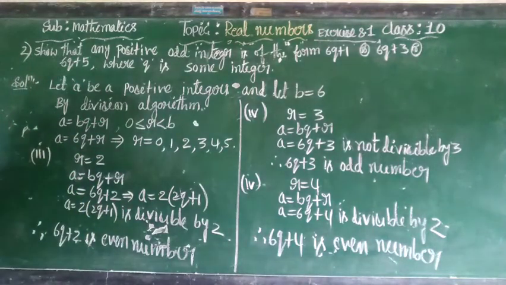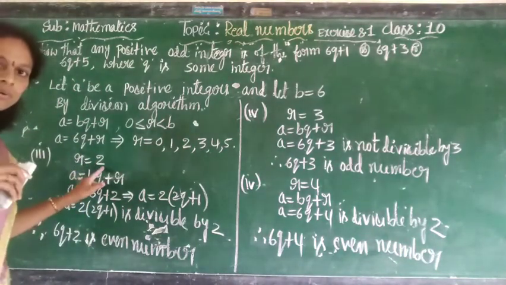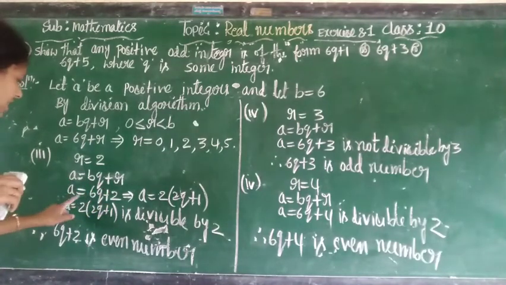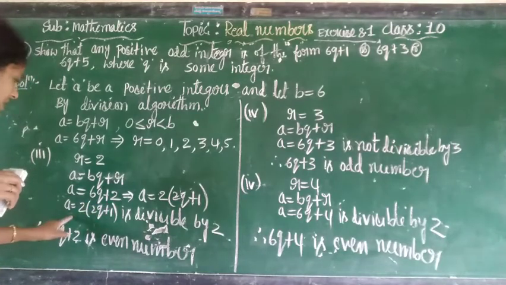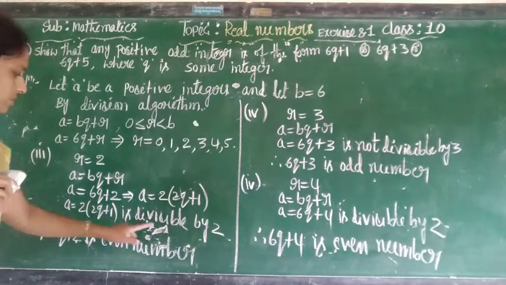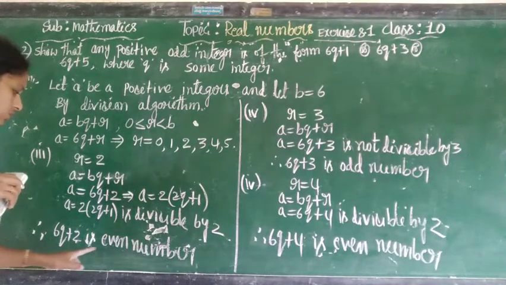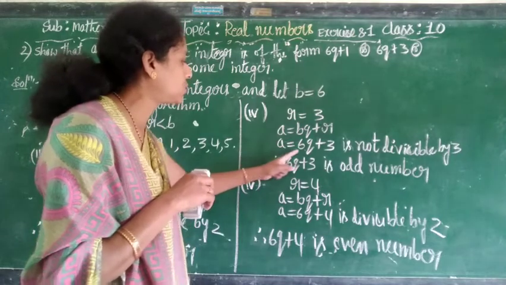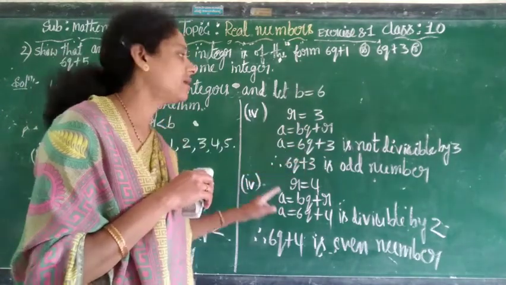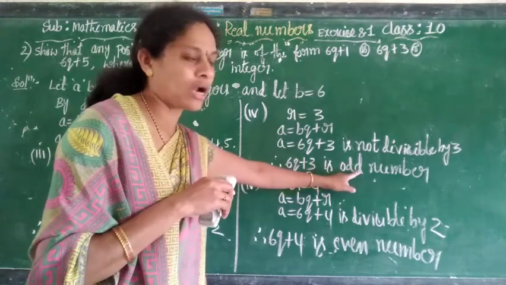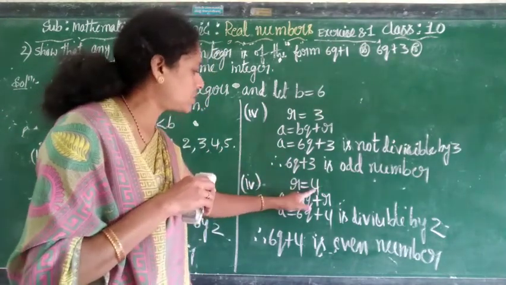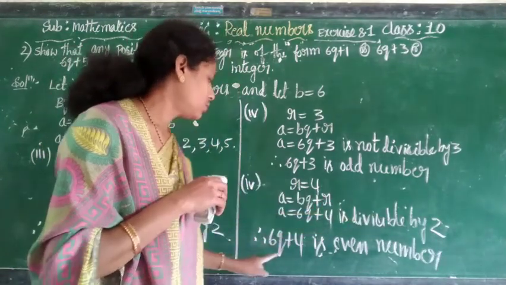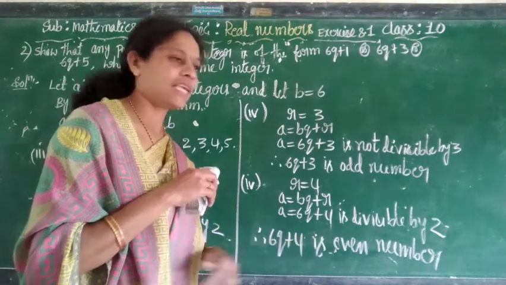Once again, repeat. If r is equal to 2, a is equal to bq plus r, a is equal to 6q plus 2, a is equal to 2 into 2q plus 1, which is divisible by 2. 6q plus 2 is an even number. If r is equal to 3, a is equal to 6q plus 3 is not divisible by 2, 6q plus 3 is an odd number. If r is equal to 4, a is equal to 6q plus 4 is divisible by 2. Therefore 6q plus 4 is an even number.